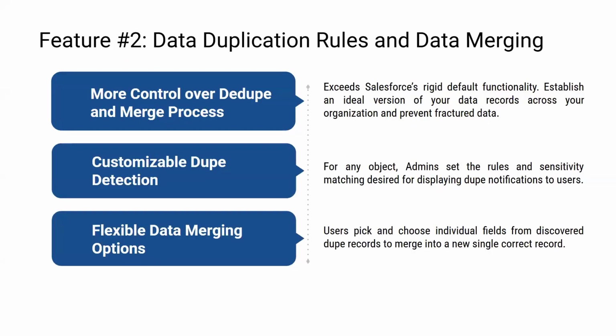The second feature is creating data duplication rules and data merging, which exceeds Salesforce's rigid default functionality. Establish an ideal version of your data records across your organization and prevent fractured data. For any object, admins set the rules and sensitivity matching desired for displaying dupe notifications to users. Users pick and choose individual fields from discovered dupe records to merge into a new single correct record.